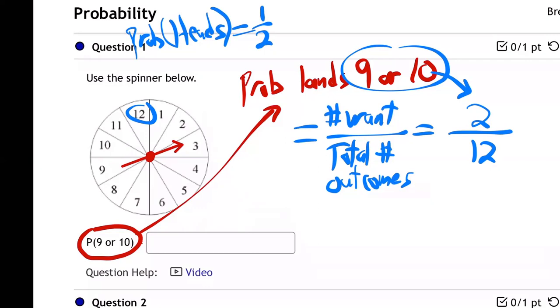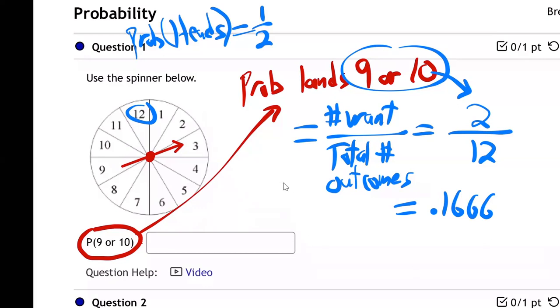Now, do they want a fraction answer or a decimal answer? Honestly, I don't even know. Does anybody know? What does it say there? Does a fraction work? Would a decimal also work? Let me check real quick. Decimal also, yeah, it's either way. You can type in 2 over 12, or you can just hit the buttons on your calculator. I think the decimal is 0.1666. Just type in 3 or 4 decimals. I'm sure it'll take it as good. And so that's all we have to do.